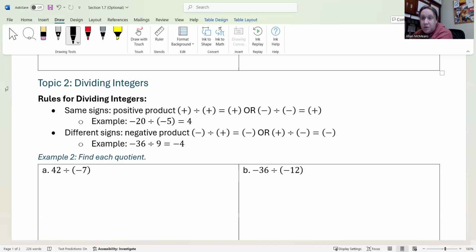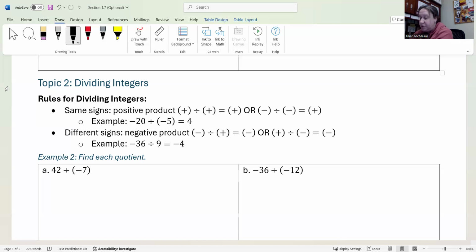If you're dividing two numbers with different signs, you're always going to get a negative product. So a negative divided by a positive is negative. A positive divided by a negative is also negative. And a quick example, negative 36 divided by 9 is going to be negative 4.